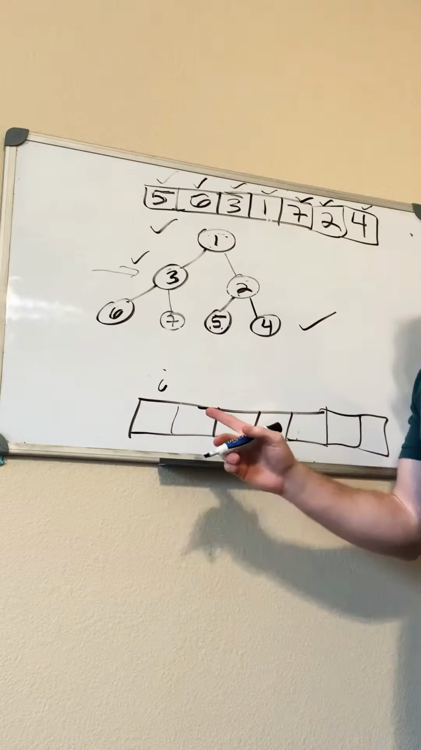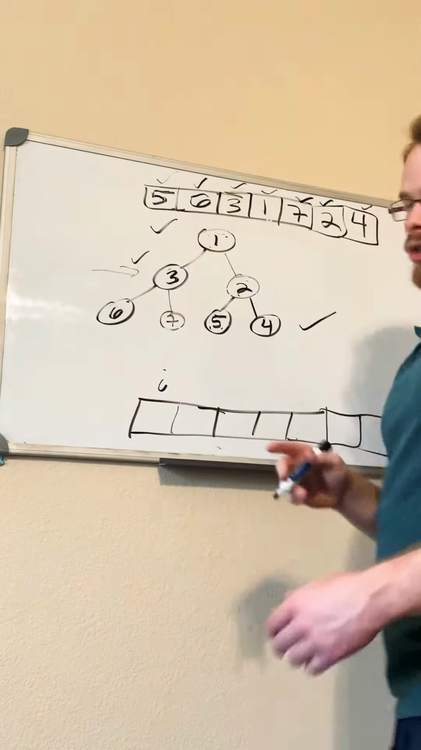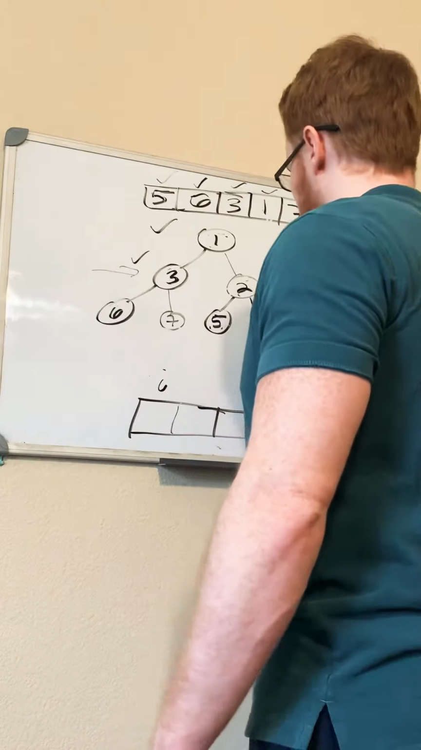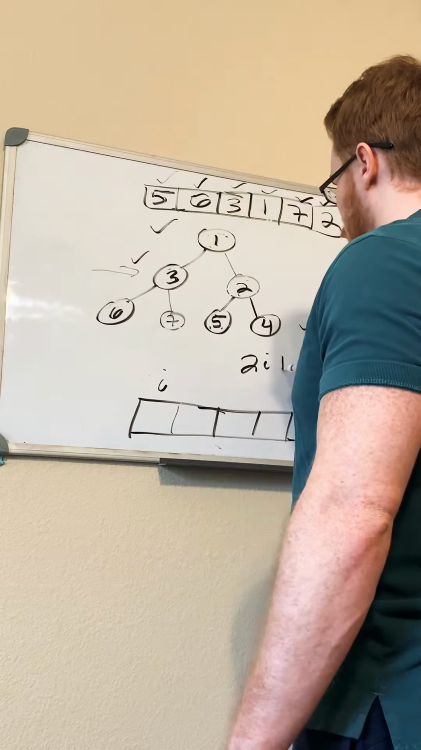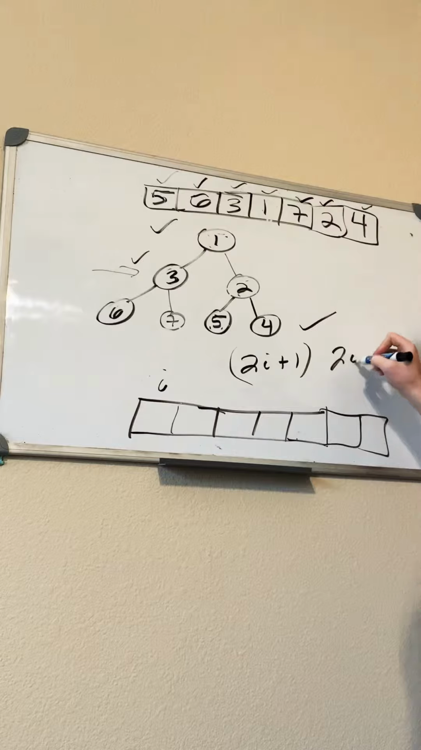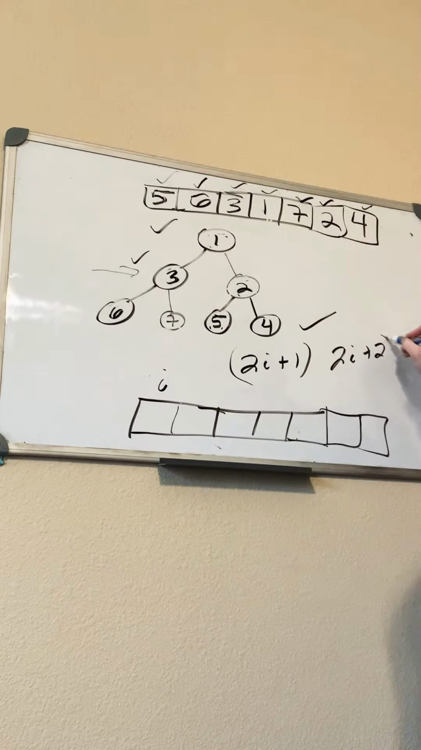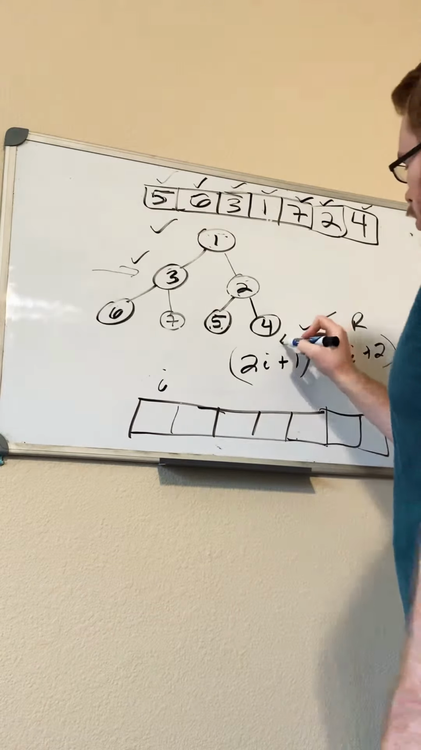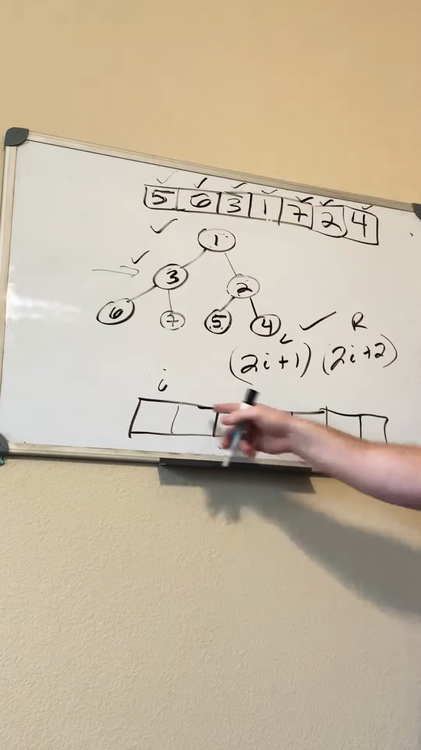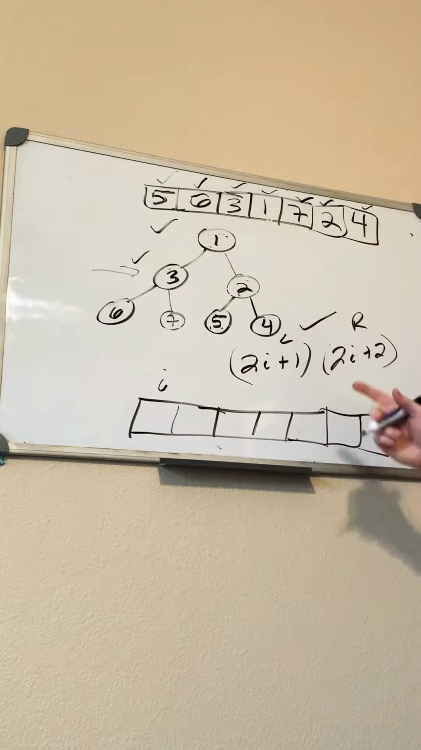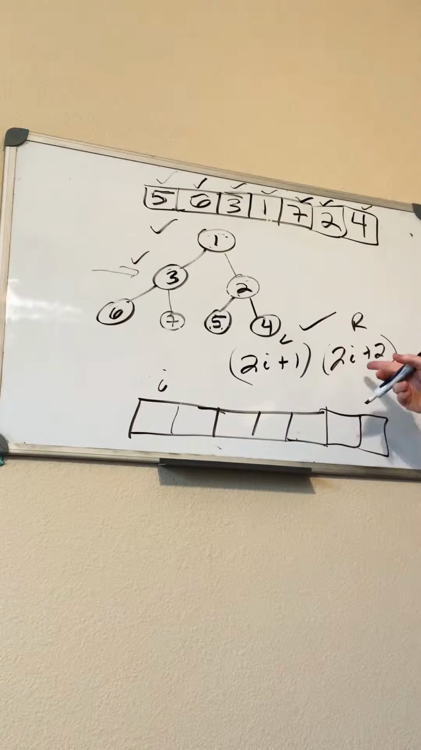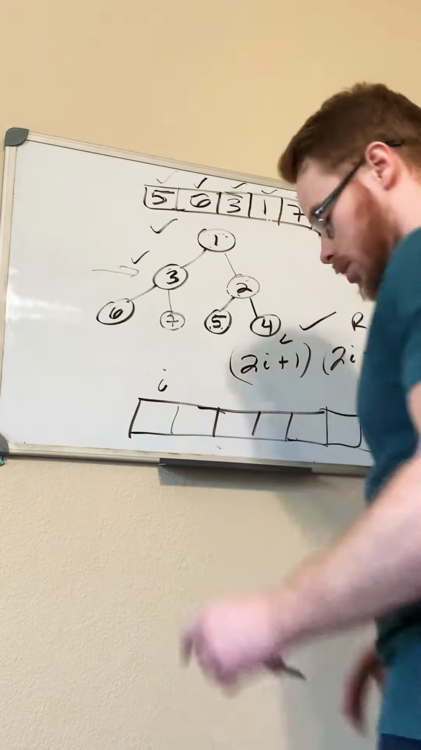I. So in a binary heap, if we want to get to the child of any index, 2i plus 1 will be the left child, and then 2 times i plus 2 will be the right child. So that's the nice thing about a binary heap. You can go to any index and times it by 2 plus 1, and you will find the left child, and then 2 times that index plus 2 will give you the right child.